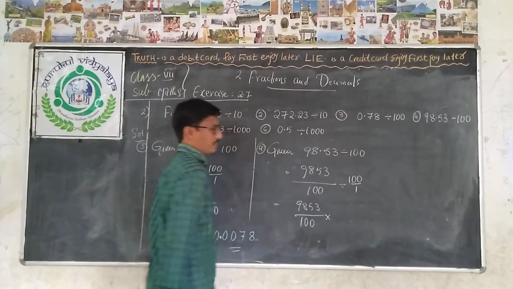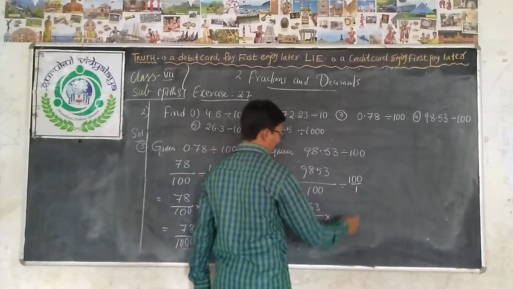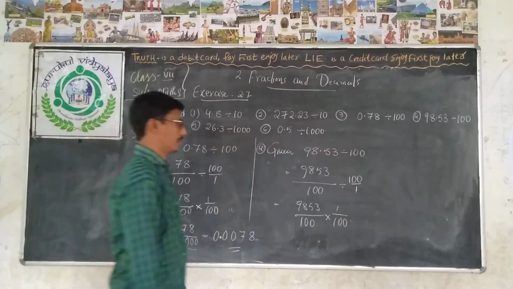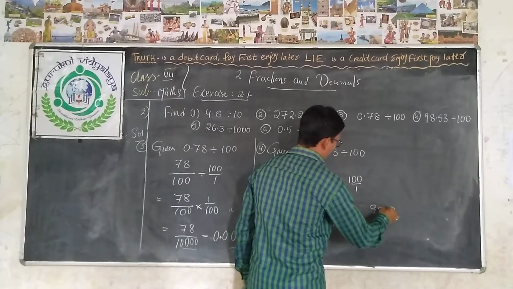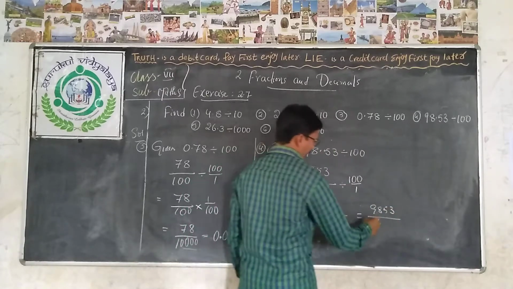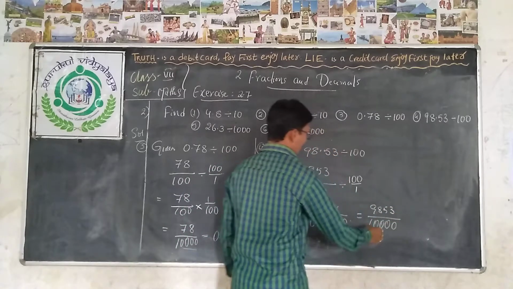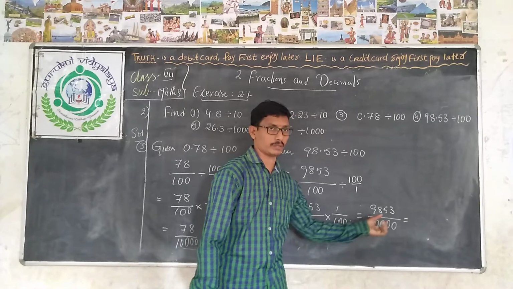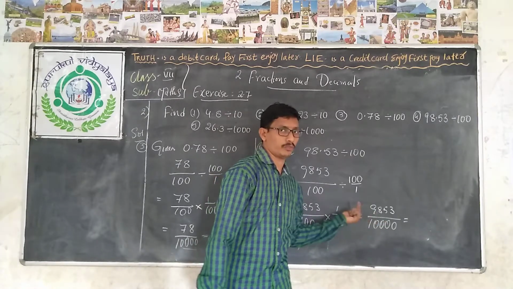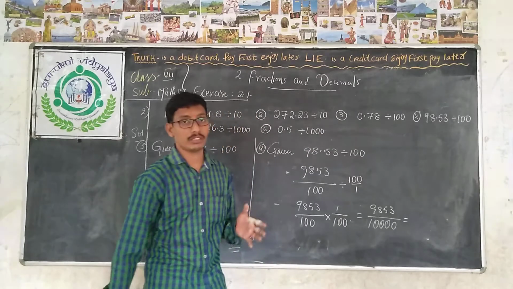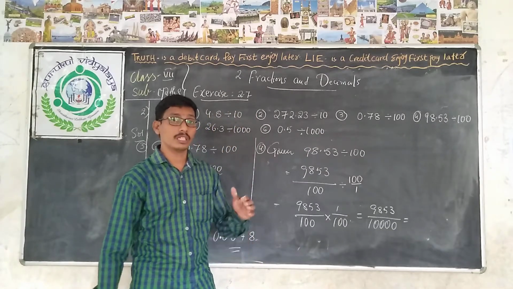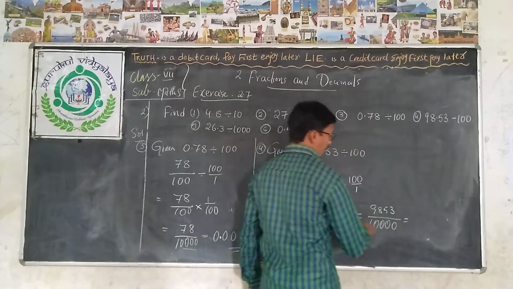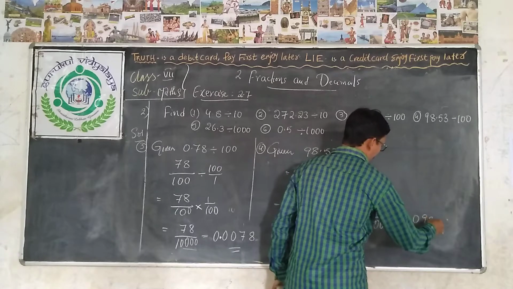So convert this division into multiplication. What will you get? The reciprocal of 100 is 1 by 100. 98.53 into 1: 9853 by 100 into 100, 10,000. Okay, so that is equal to, see children, you should observe this one, how to convert this decimal fraction into a decimal number. Here in the numerator 4 digits are there, but in the denominator 5 digits are there. That is one more digit in the denominator. So now one more digit we can keep here, that is 09853.